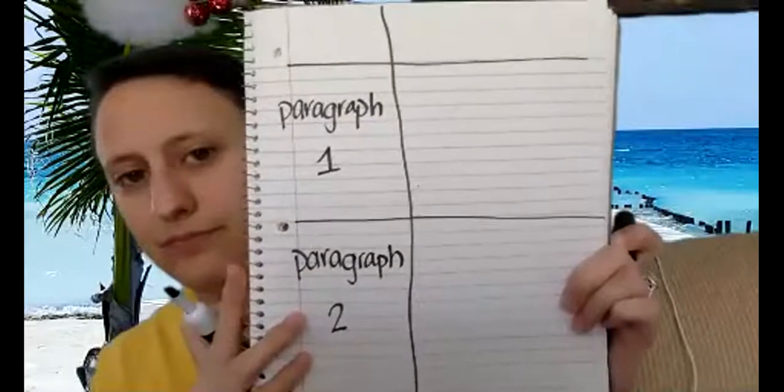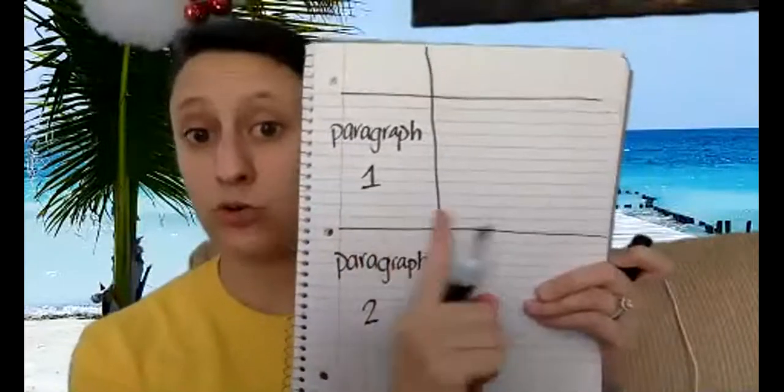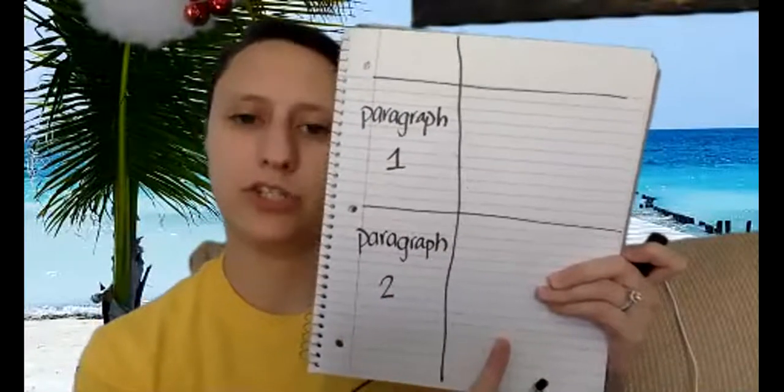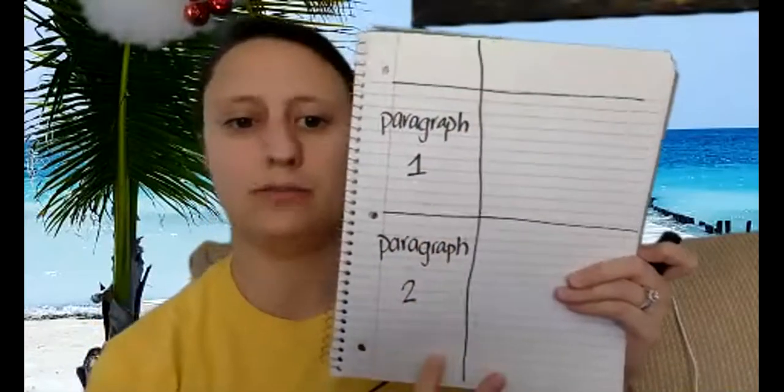So go ahead and write paragraph 1 and paragraph 2, just like this. Now we're going to be taking notes on paragraph 1 here, and we're going to take notes about paragraph 2 here. So these are what we call 2-column notes.